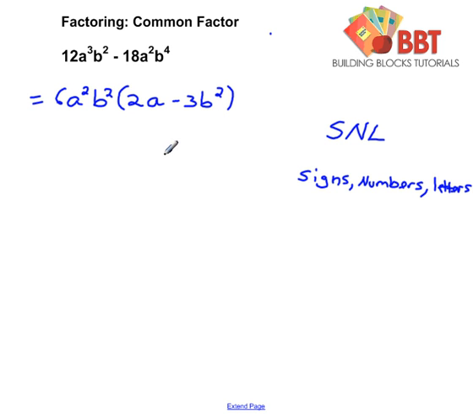Okay? So essentially, you've basically factored by a common factor. You pulled out the greatest common factor in terms of signs, numbers, and letters that's common to both, and you're left with the factor you pulled out and whatever's left on the inside. Alright, so that's pretty much it for common factor.